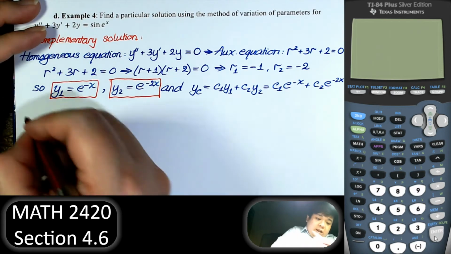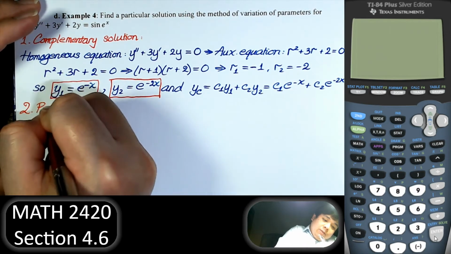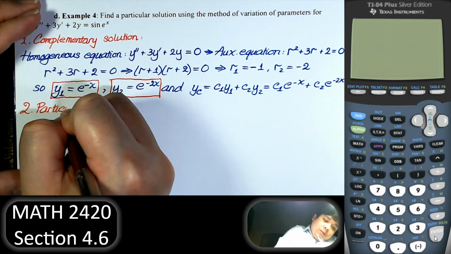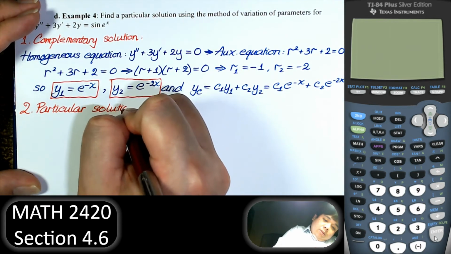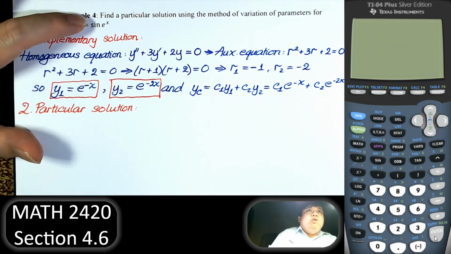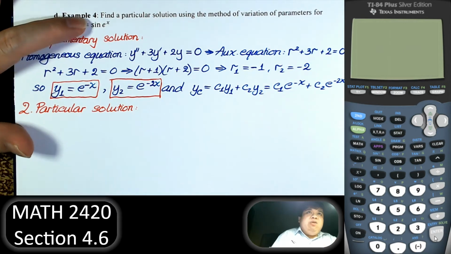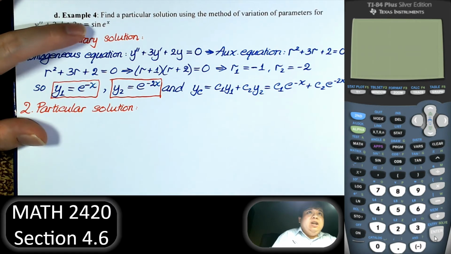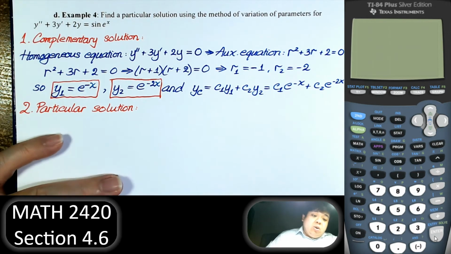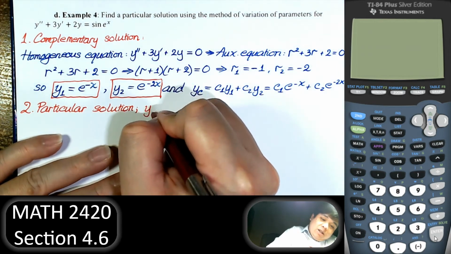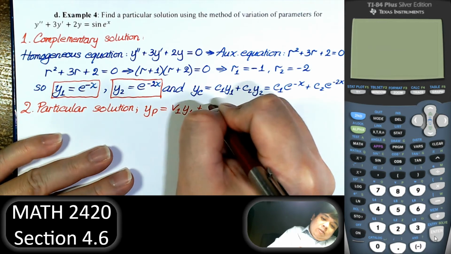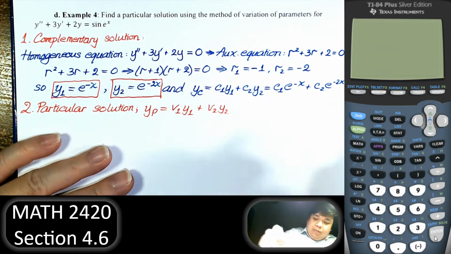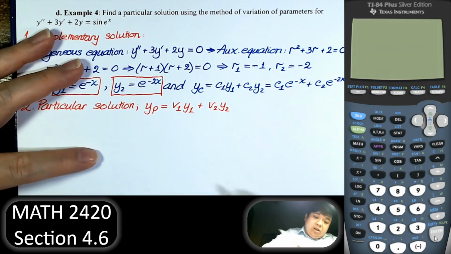Second part is the particular solution. Take a look at the input function, sine of e to the x. Definitely we cannot guess any solution in that form. So in that case, y is the variation of parameters, v1 y1 plus v2 y2. Now we write the system of equations.